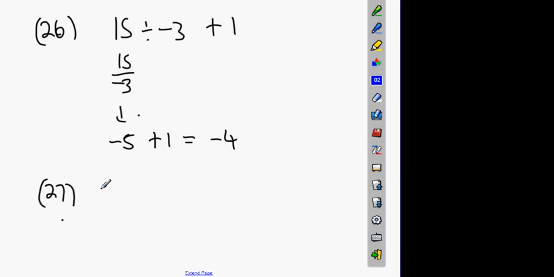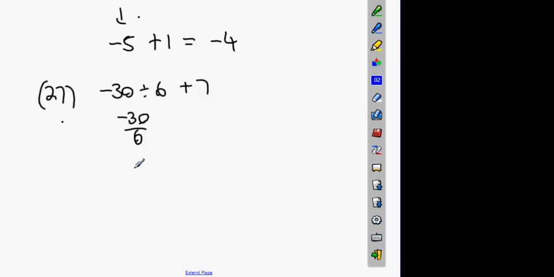Okay, 27, Ben. You did the division first. So yeah, minus 30 divided by 6. And that gives you? 5 or minus 5? Minus 5, because minus 30 divided by 6 is minus 5. Minus 5 plus 7? 2. Minus 5 is you owe somebody 5 euro. So 2, exactly, right?